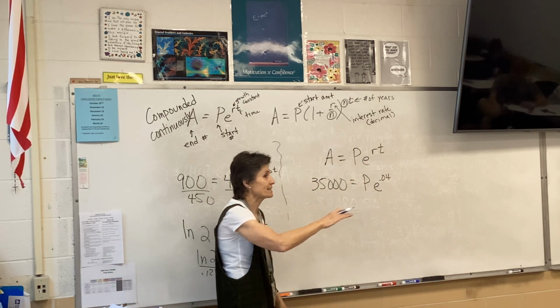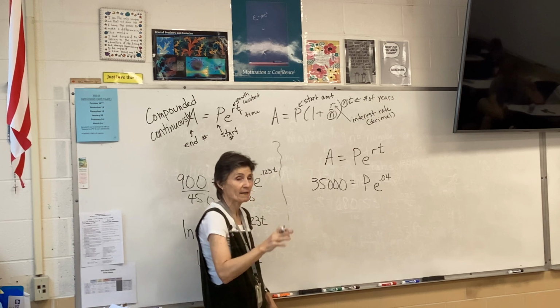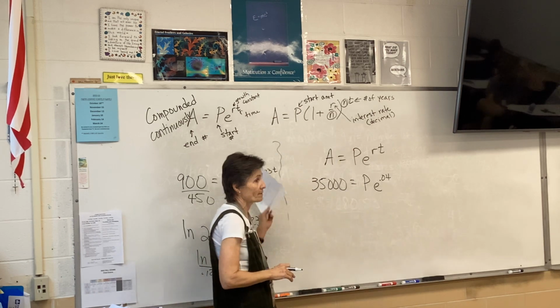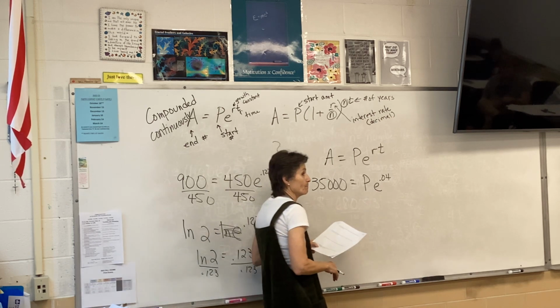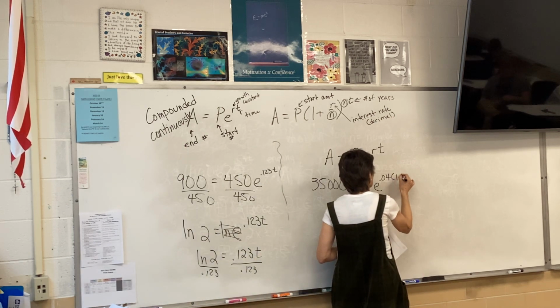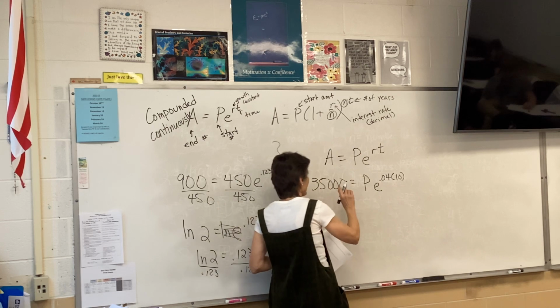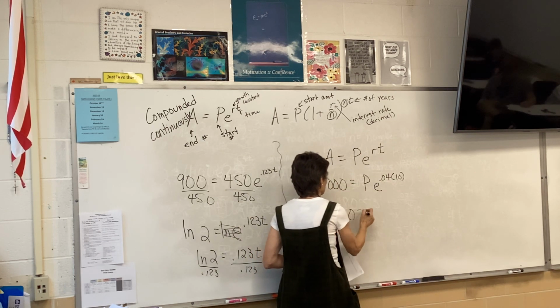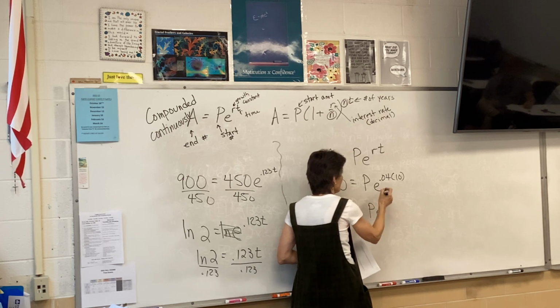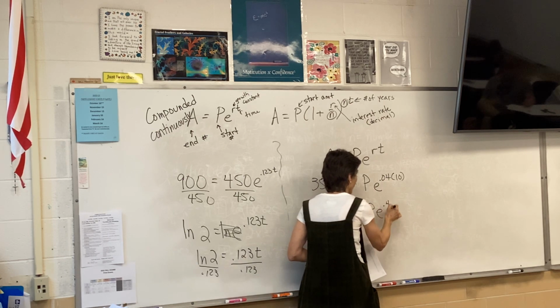Never put a percent into the problem. Always make it a decimal. Either formula, make it a decimal. And do I have a time? 10. So I'm gonna go ahead, I always do my exponent multiplication. So that's gonna be e to the 0.4.